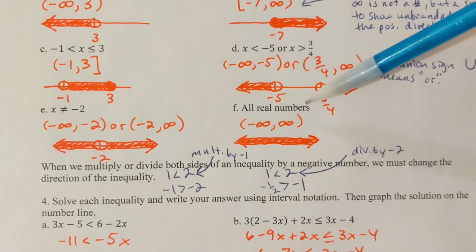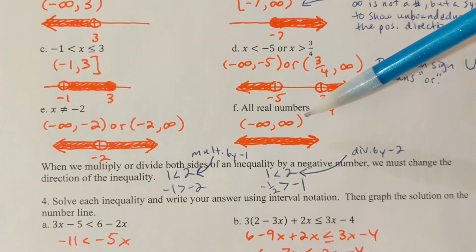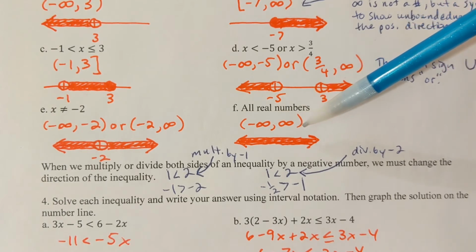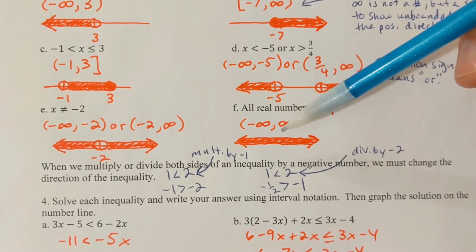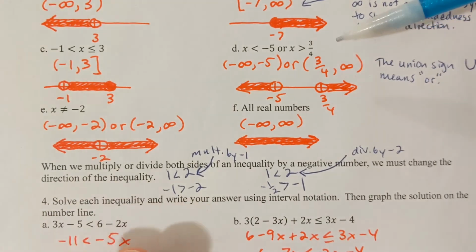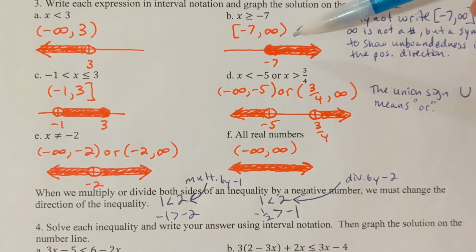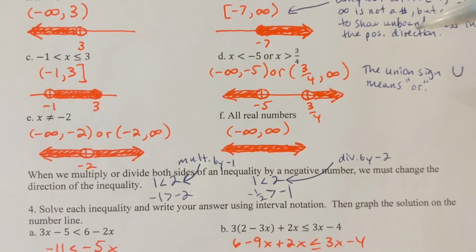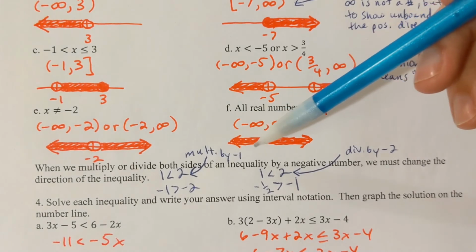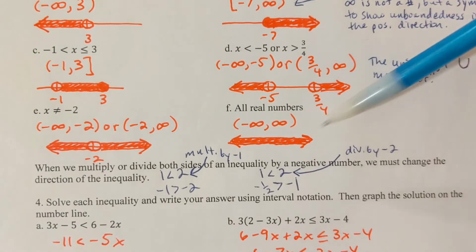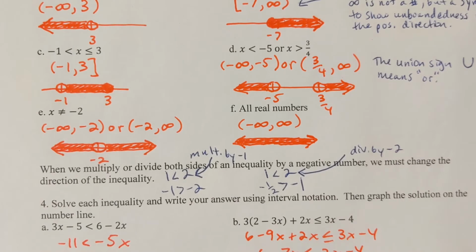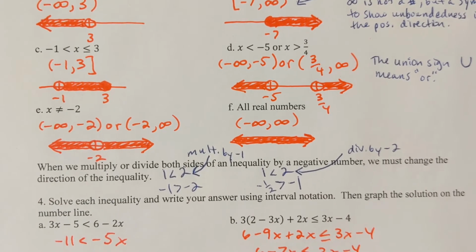To represent all real numbers as an interval, you're going to write negative infinity to infinity. Parentheses at both ends. I mentioned that you'll never have a bracket by the infinity sign or negative infinity sign because those are not numbers. On the number line, you'd be shading all the numbers. They're all real numbers. Okay. We'll be using interval notation a lot in the book, for various things. So we want to make sure that we're good with that particular kind of notation.